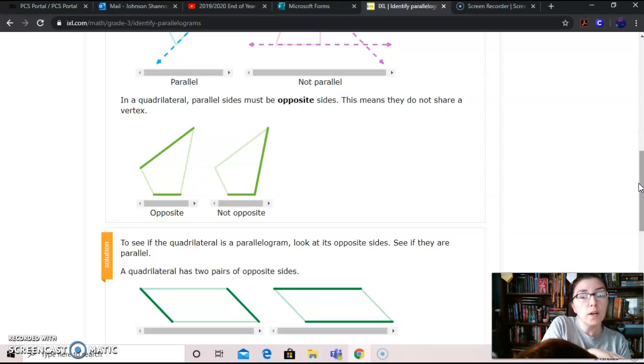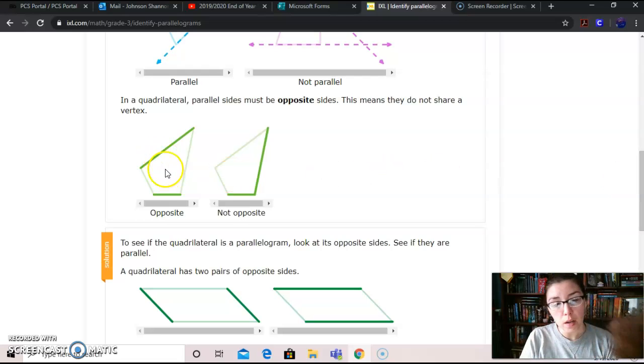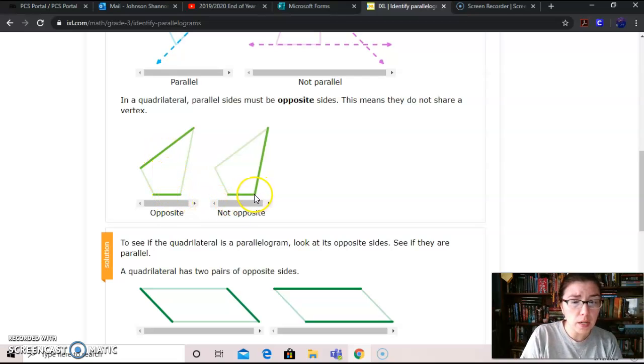Okay, in a quadrilateral, parallel sides must be opposite sides. This means they do not share a vertex. So they're showing us here that your sides, or opposite sides, have to be across from each other, basically. And that they aren't going to meet right here. They are not going to share that meeting point or a vertex.